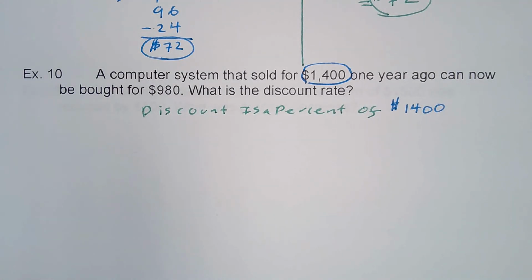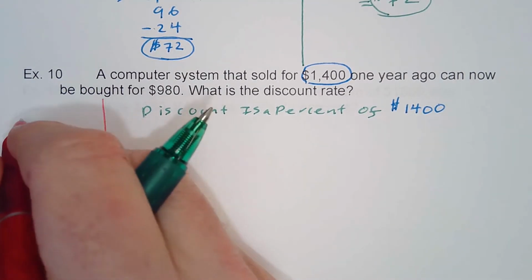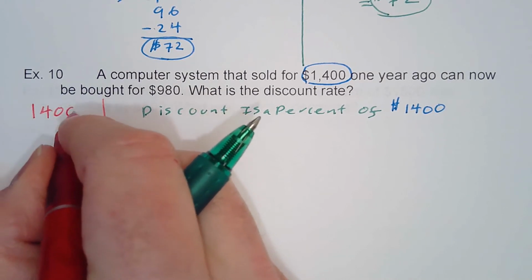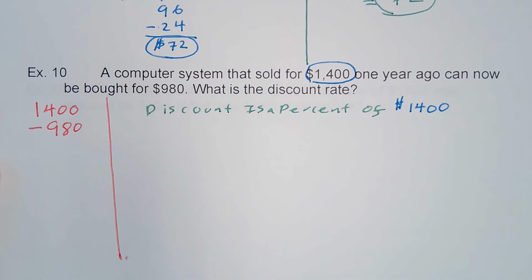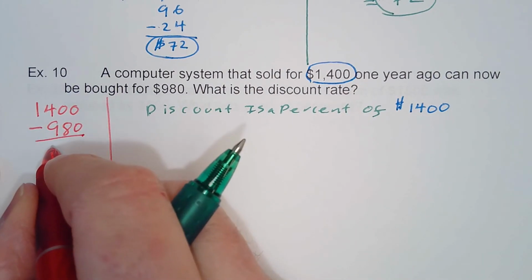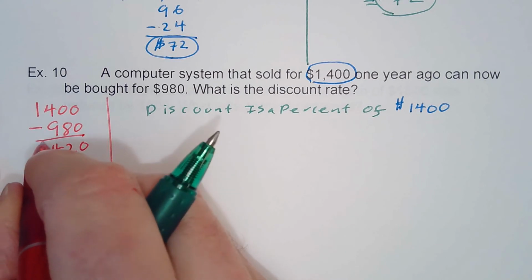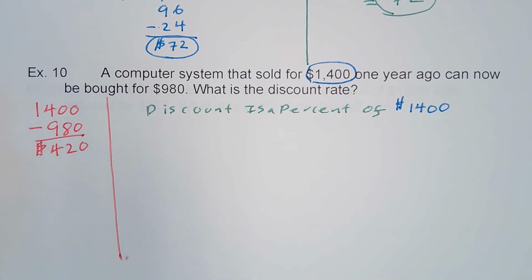Now the problem here is that $980 is not the discount. That is the sale price. We have to first find the discount. So the way we're going to do that, we're going to take the price that it was a year ago and subtract off its current price. If you do that subtraction, that will give you a discount of $420.